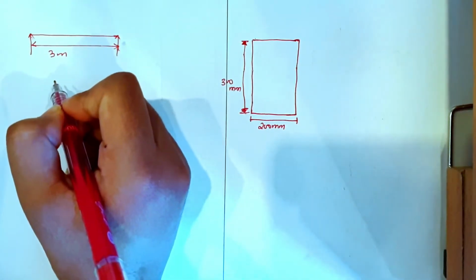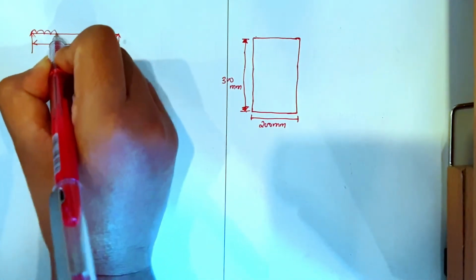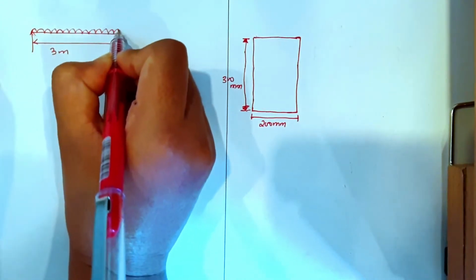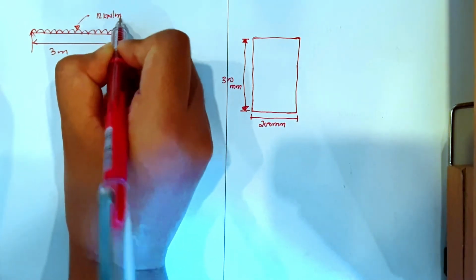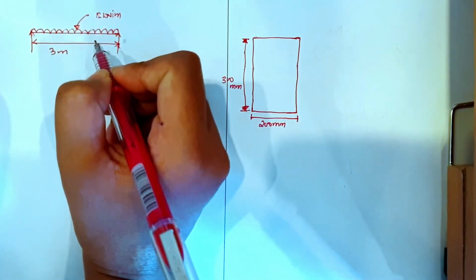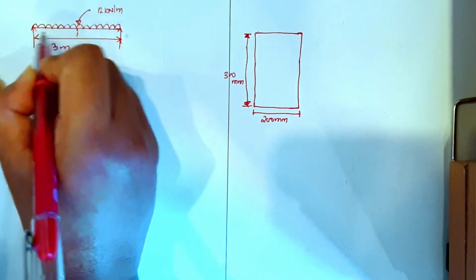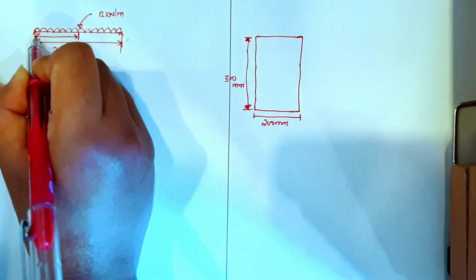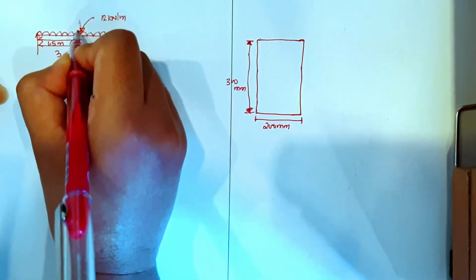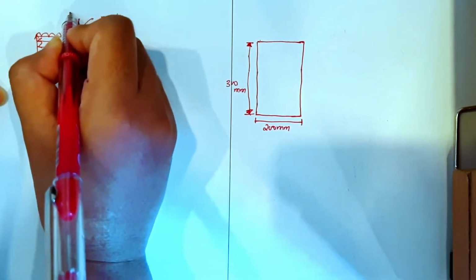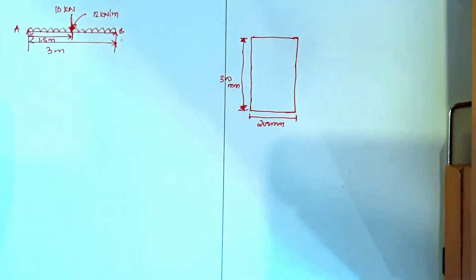Okay, and it carries a UDL of 12 kN per meter over the entire span. So for the entire span it is carrying 12 kN per meter UDL, 12 kN per meter over entire span and a central point load of 10 kN. Central. Now at half of the 3 meter span, 1.5 meter, it is carrying a point load. So at 1.5 meter it is carrying a point load here. Okay, the intensity of this point load is 10 kN. Let this be A and B, right?